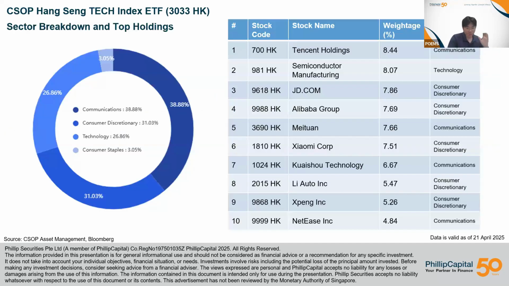So what powers this ETF? Let's take a look at the companies behind this. As you can see from the chart on the left over here, okay, everyone can see that. The chart on the left shows quite a concentrated exposure into communications and consumer discretionary, a combined total of 70%-ish.